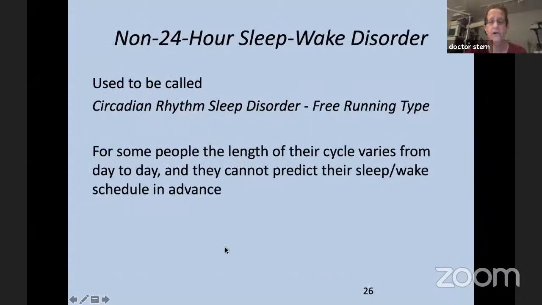Now, maybe some of you have heard of what is now being called non-24-hour sleep-wake disorder. Some people just call it non-24. It used to be called free-running circadian rhythm. And basically, it's someone whose circadian cycle doesn't follow the normal sleep-wake cycle.